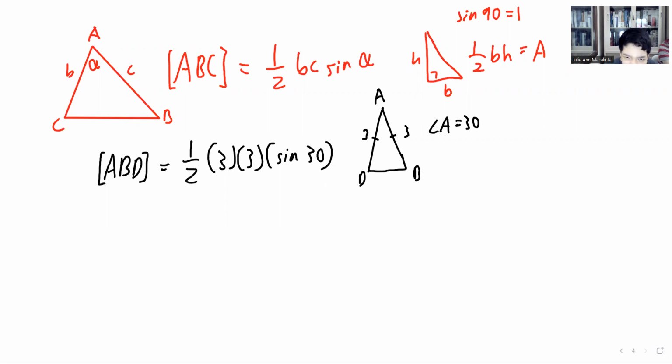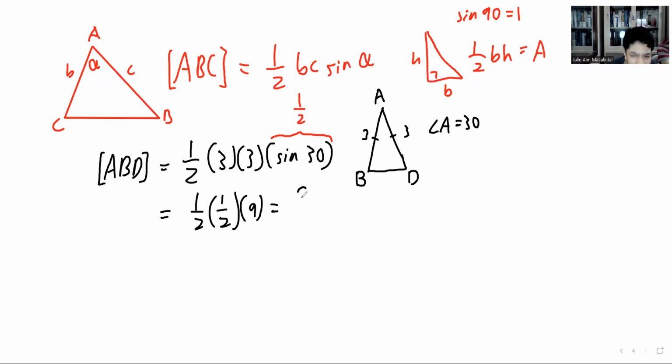Oh, it's the other way around. Okay. Oh, sine 30 again is 1/2. So 1/2 times 1/2 times 3 times 3 equals 9/4. So this is one way of getting it. There's another way of getting it.